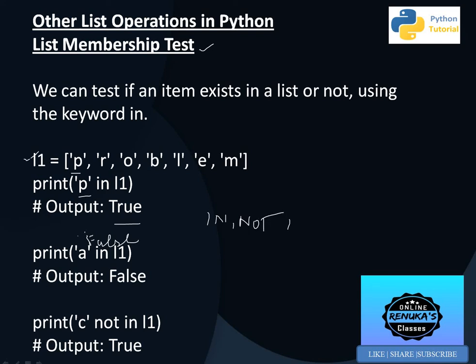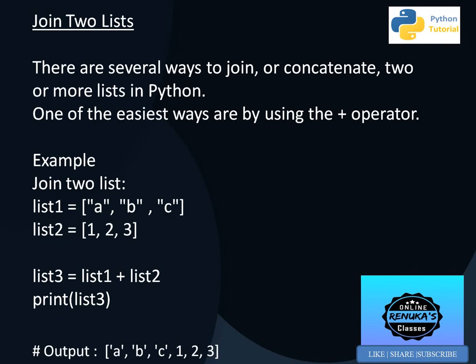Not in means C is not in list 1, in L1. So C is not in L1, this is true, there is no C in L1. So in that case the answer is true. So the membership operators are in and not in, and they are used to check whether the given item is present in the list or not.